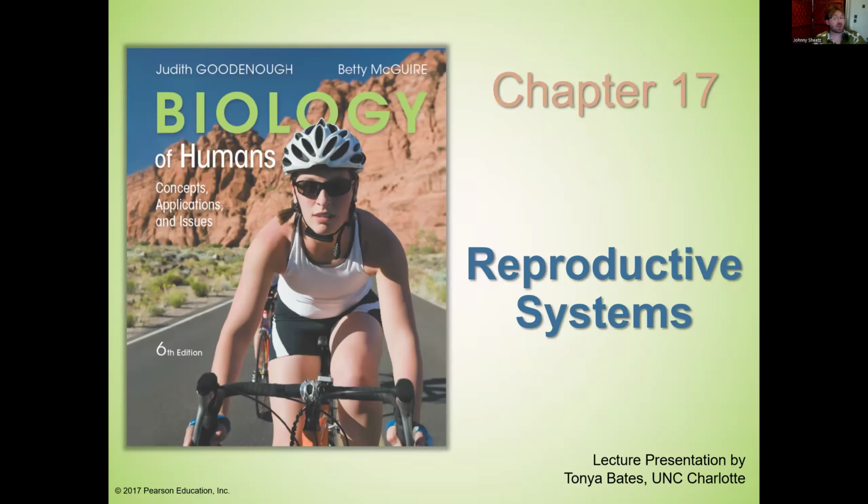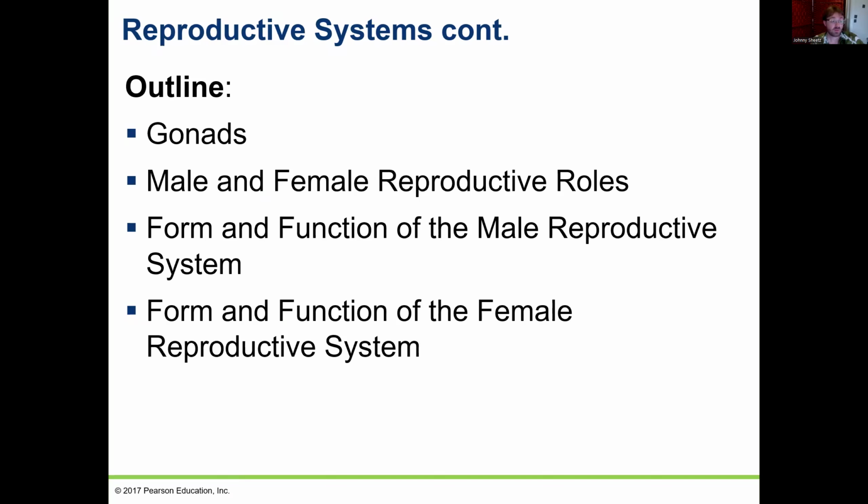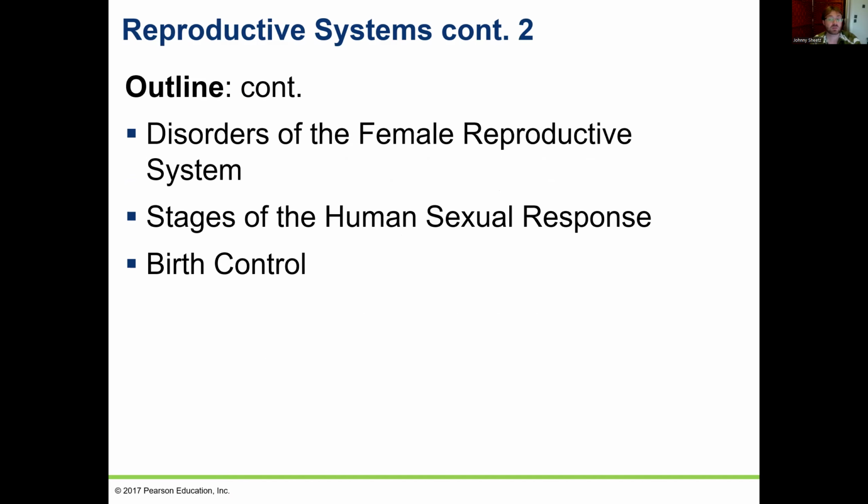There we are. Alrighty. So we're going to be talking about the reproductive system today. This is going to be divided between chapter 17 as well as chapter 18. So, reproductive system outline. We're going to be talking about the gonads, the male and female reproductive roles, form and function of the male reproductive system, form and function of the female reproductive system, disorders of the female reproductive system, stages of the human sexual response, and birth control.